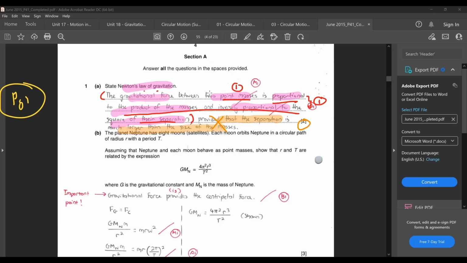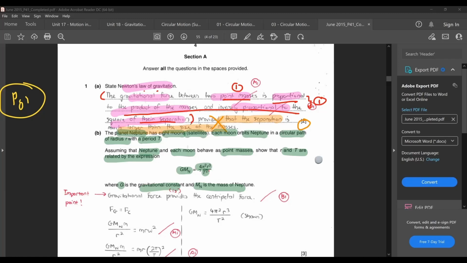Now let's go through B. For B, they tell you planet Neptune has 8 moons or satellites. Each moon orbits Neptune in a circular path of radius r with period T. Assuming that Neptune and each moon behave as point masses, show that r and T are related by this expression: G M_N equals 4 pi squared r cubed over T squared, where G is the gravitational constant and M_N is the mass of Neptune.